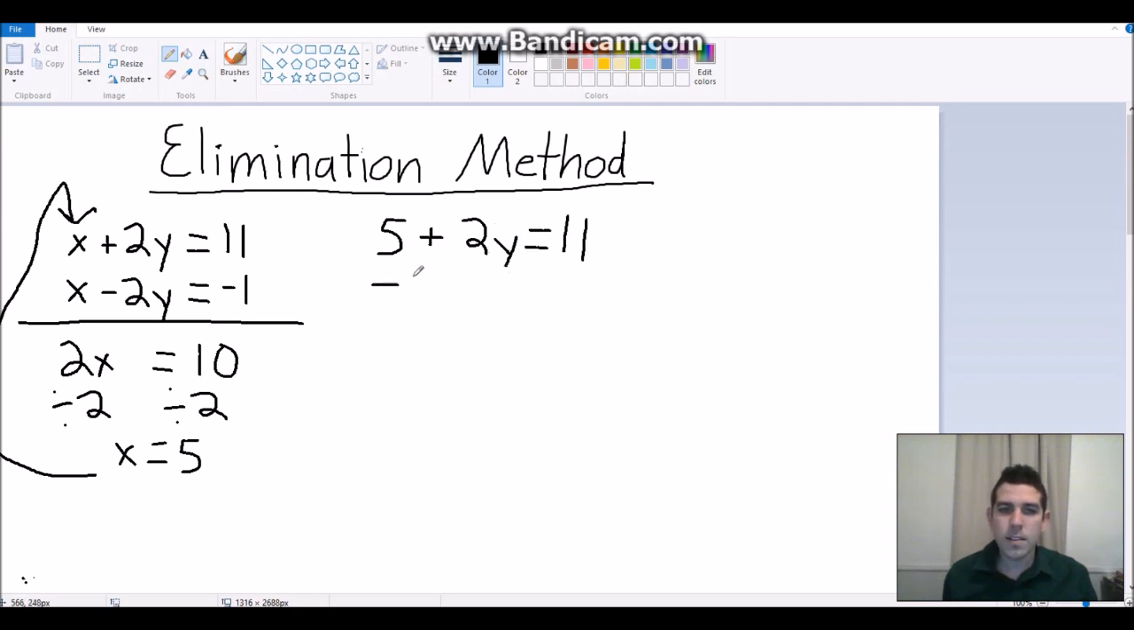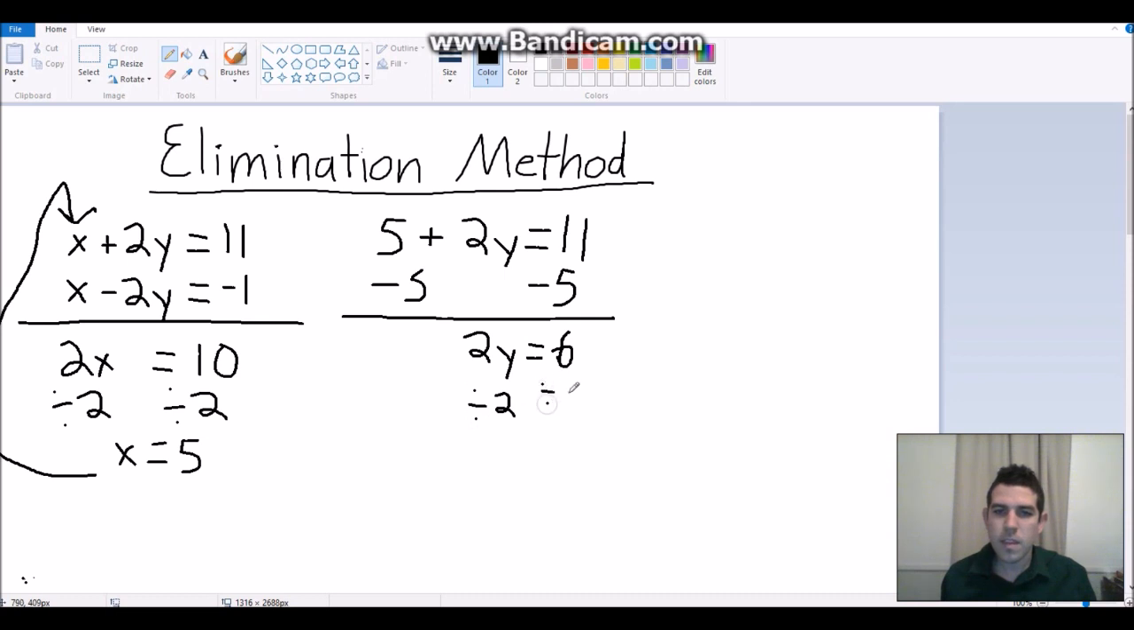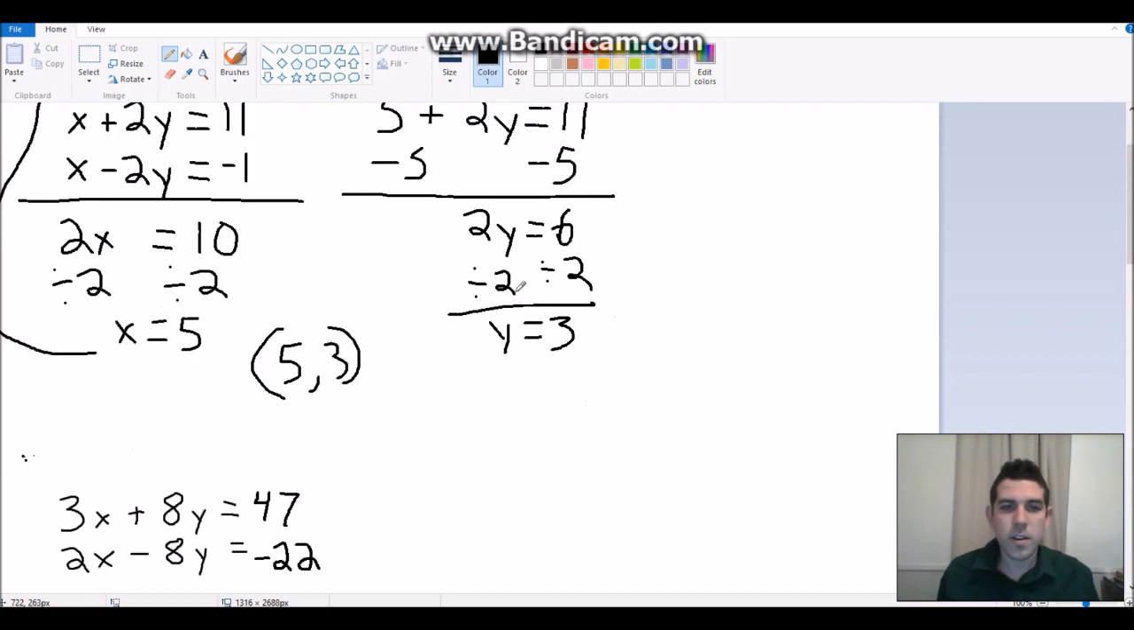Now I just solve for y using inverse operation. And I see that y is equal to 3. So my solution would be 5 and 3. So all I did was combine the two equations when elimination is possible. Let's see this a little bit harder.